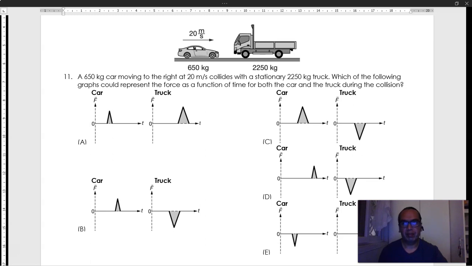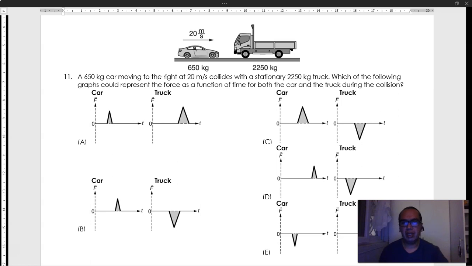Number 11. A 650 kilogram car moving to the right at 20 meters per second collides with a stationary 2250 kilogram truck. Which of the following graphs could represent the force as a function of time for both the car and the truck during the collision?